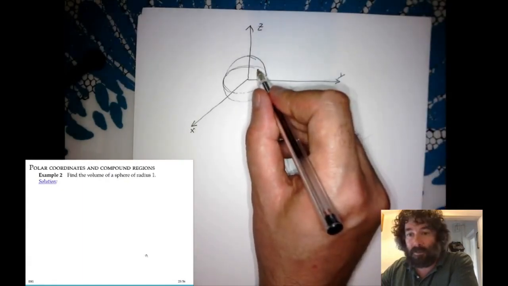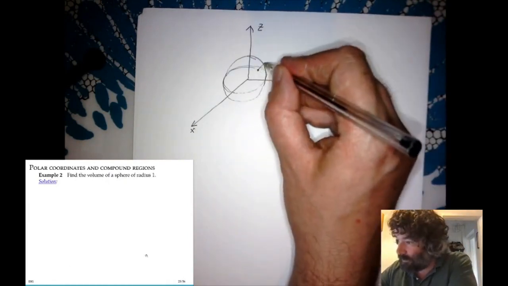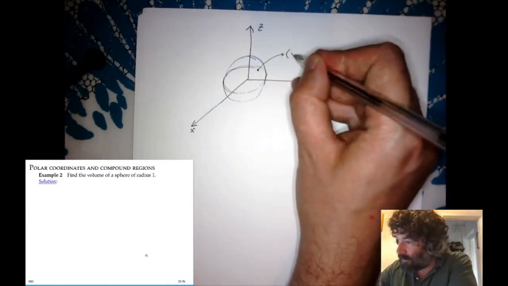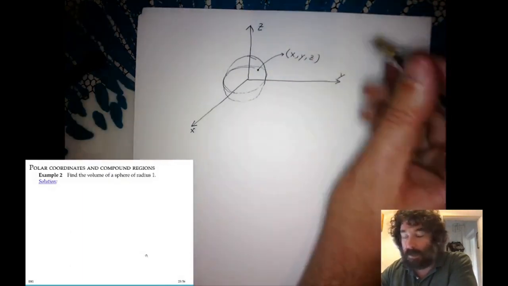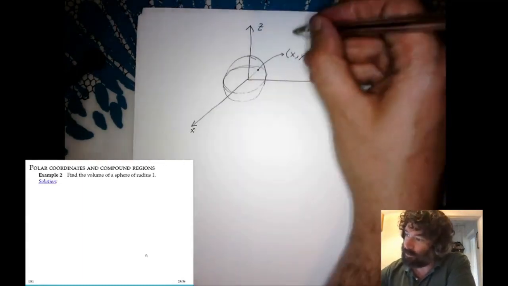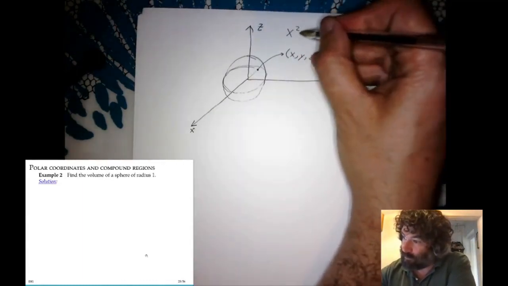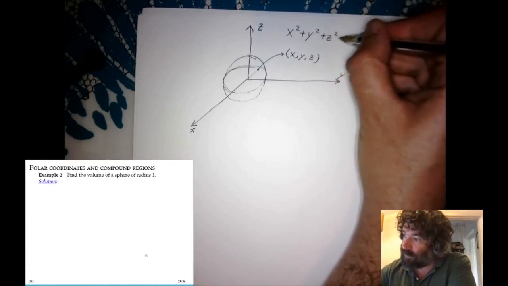And if we have a point that's on the boundary of the unit ball, or unit sphere, this point would have some given Cartesian coordinates x, y, and z. And because this point will be distance 1 from the origin, by the Pythagorean theorem, we have to have x squared plus y squared plus z squared equals 1.